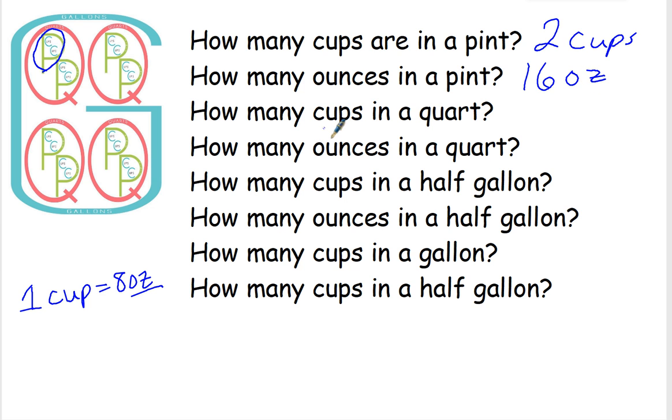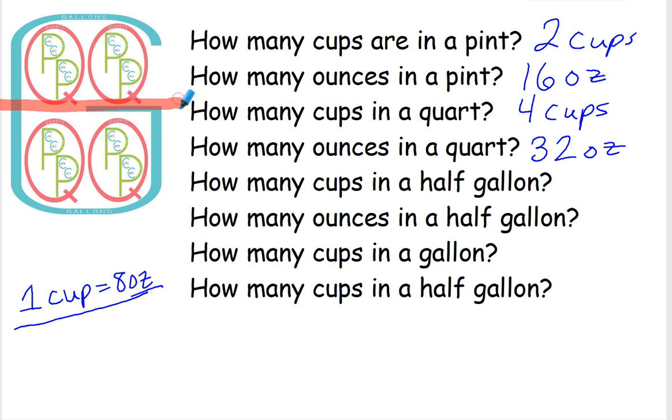Right? Well, how many cups in a quart? Well, if you look at our picture, there are 4 cups in the full quart. So how many ounces is that? Well, 1 cup is 8 ounces, so 4 cups would be 32 ounces. Okay. Well, how many cups in a half gallon? So if we divide our gallon in half, we would see that there are 2, 4, 6, 8. 8 cups in a half gallon. So how many ounces would be 8 cups times 8 ounces, which is 64 ounces.